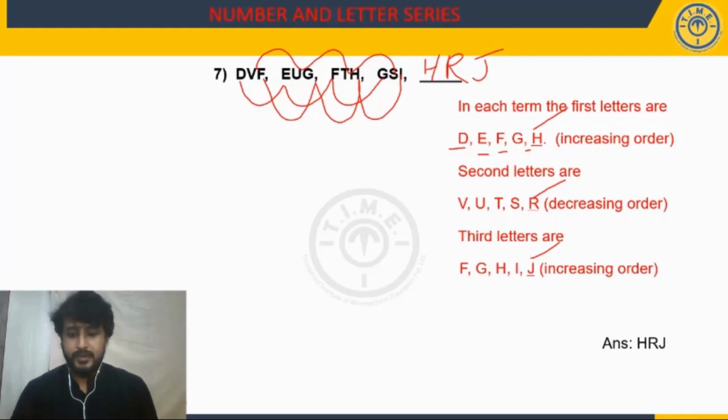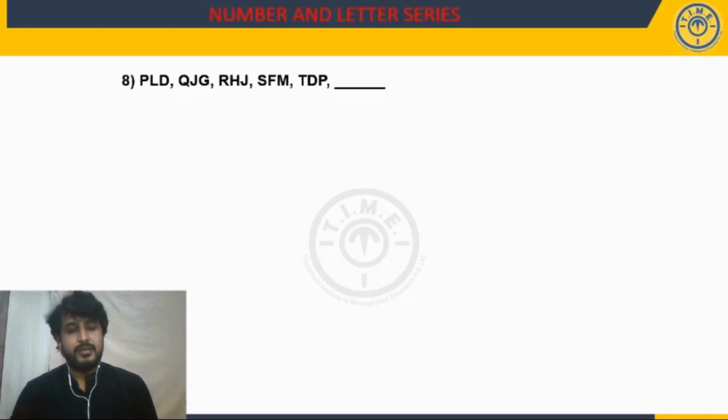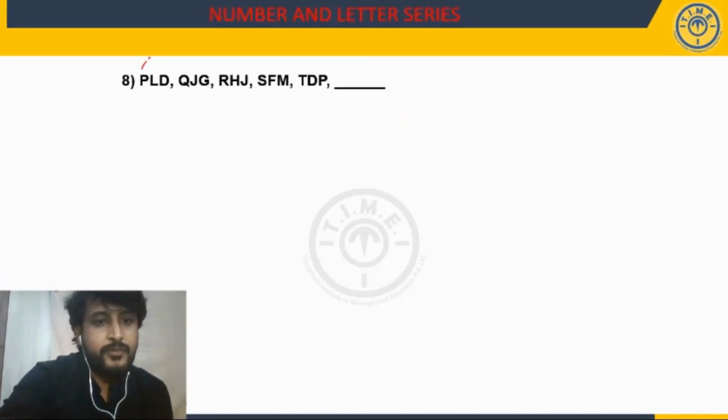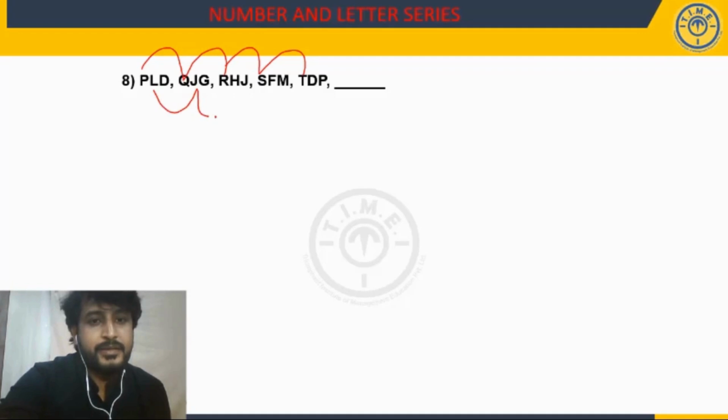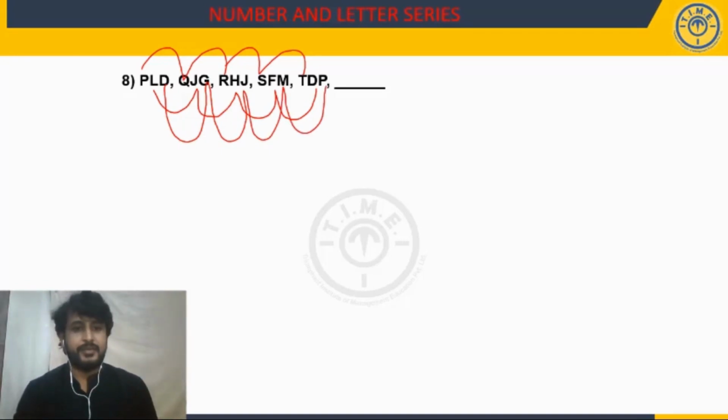Okay. Now let's move to question number 8. Here also each group consists of how many letters? 3 letters. What is the first group of letters? P, Q, R, S, T. Second group of letters? L, J, H, F, D. And third group of letters? D, G, J, M, P.